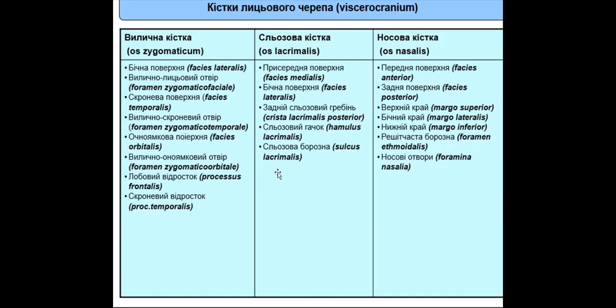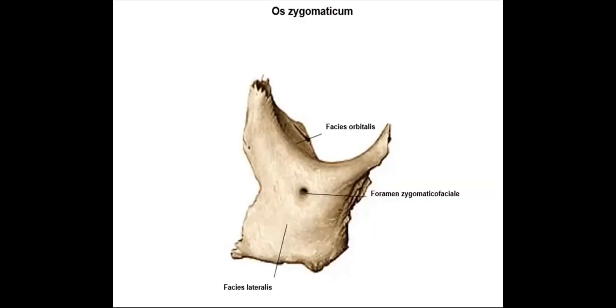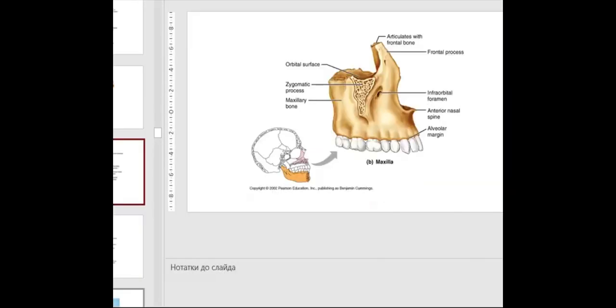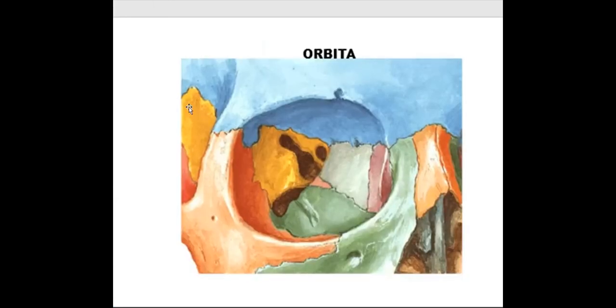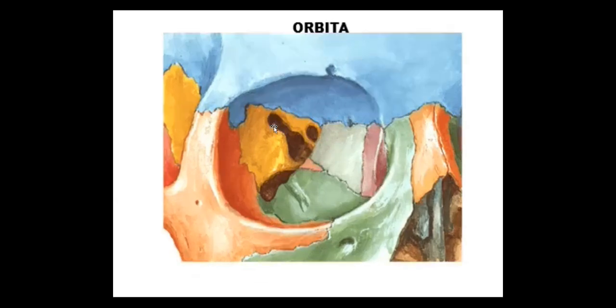Yes, the orbita is a very interesting structure. It's a structure with four walls: for example, superior, inferior, medial, and lateral. And you can see the nasal bone in the anterior facial norm of the skull.